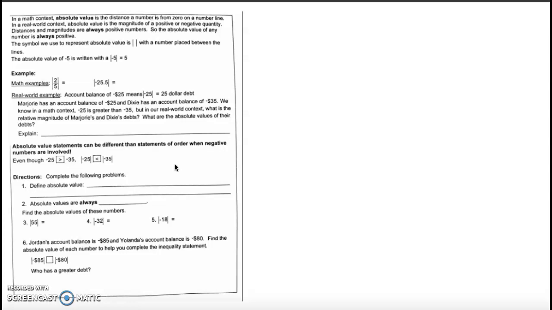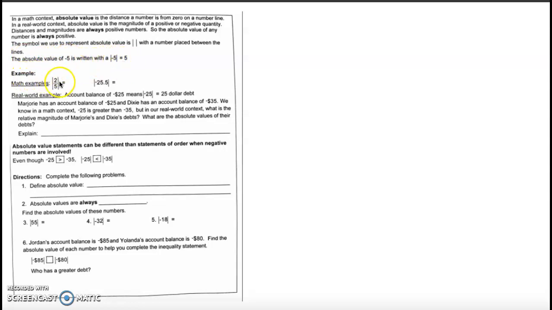And how do we know if something is absolute value? Well, we'll see these little lines around it. So the symbol we use to represent absolute value is this, with the number placed between the two lines. So the absolute value of negative 5 is written like this.